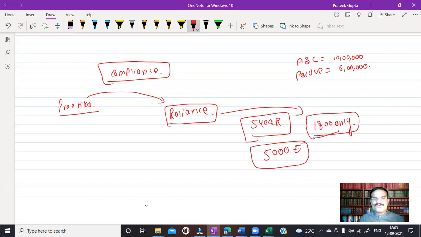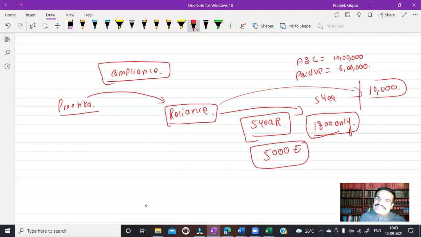Now Prithika is dreaming. Prithika says, sir, after 5 years, the share price of Reliance will be, let's say, 10,000. And I only have to pay 2,000 rupees per share. So, sir, how much profit will I make on one share? 8,000 rupees profit.